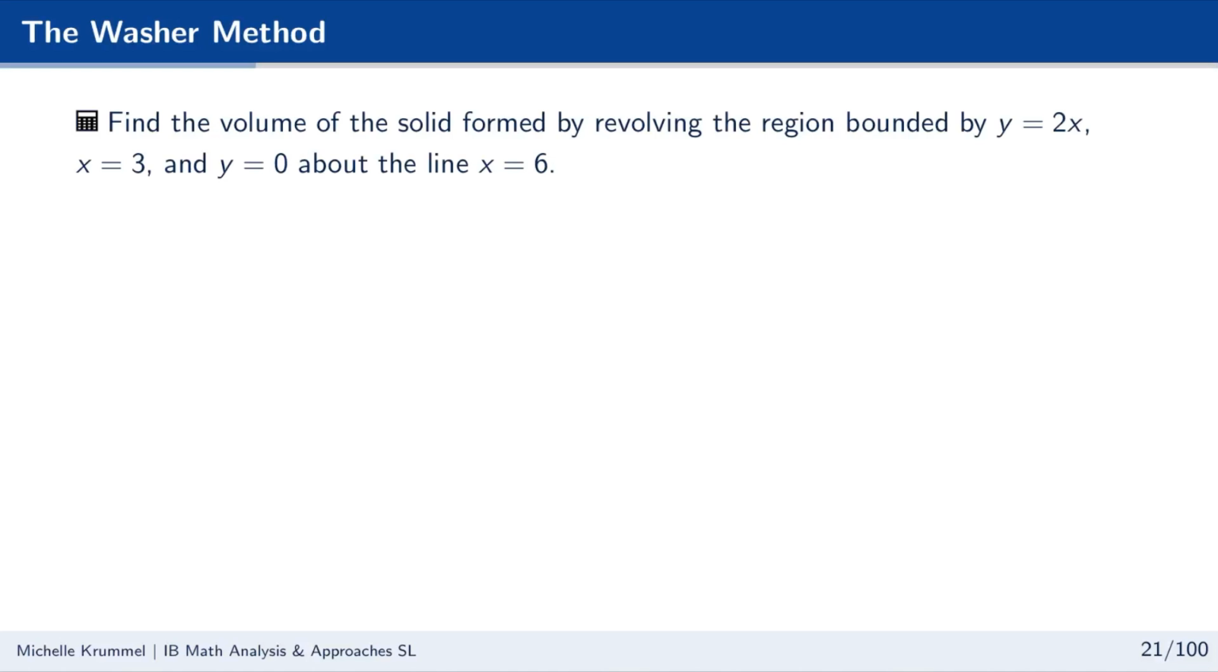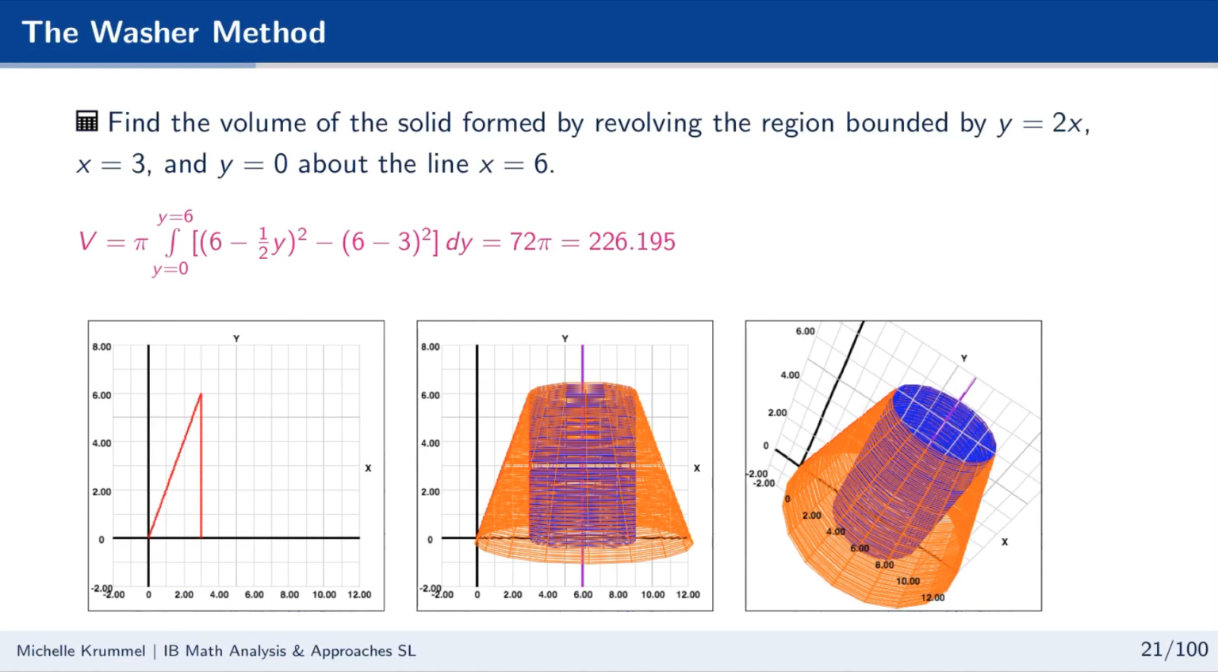Okay, our last example, pause the video here and try this one. Again, it's that same region, but this time we're going to rotate around the line x equals 6, the vertical line x equals 6. So here's our shaded region. We're rotating around x equals 6, which is right here. So we're rotating around that. And we have empty space in between the axis of rotation and our solid region.